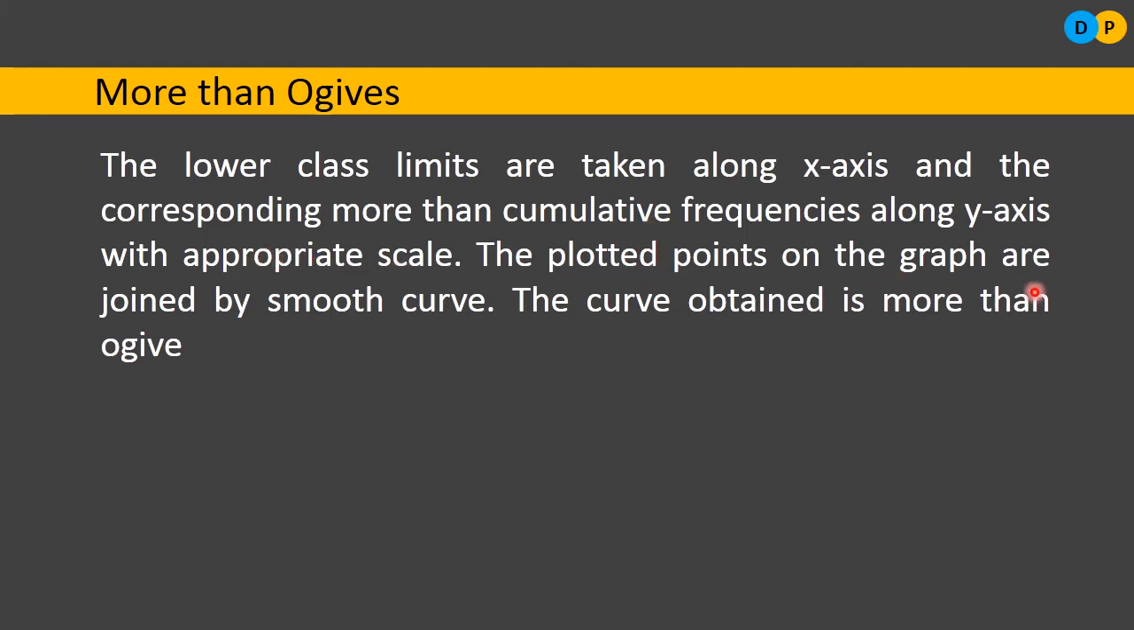The plotted points on the graph are joined by a smooth curve. Once again, as we followed in the less than ogive, it's the same procedure here also. All the plotted points need to be joined by a smooth curve. The curve obtained is nothing but the more than ogive.